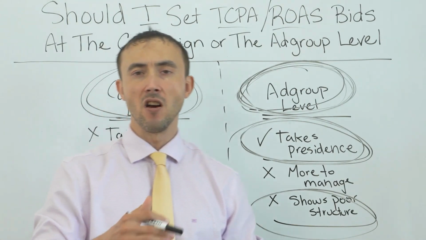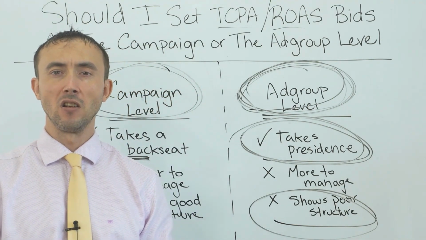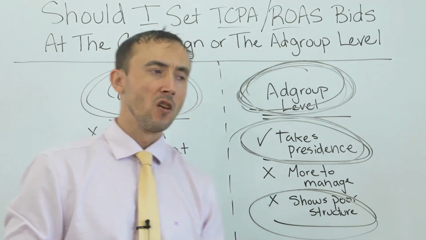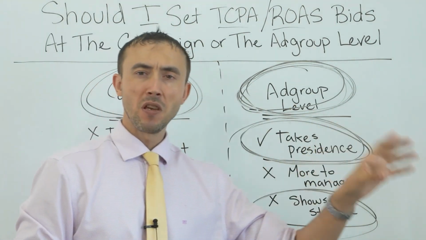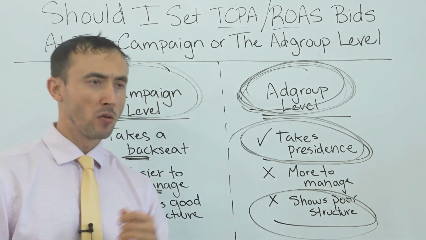Trust me on this. I know because I've managed dozens of accounts on an ongoing basis. We figured this out. So with that said, that goes over the campaign level versus the ad group level, tCPA and ROAS bidding strategies, pros and cons of each.